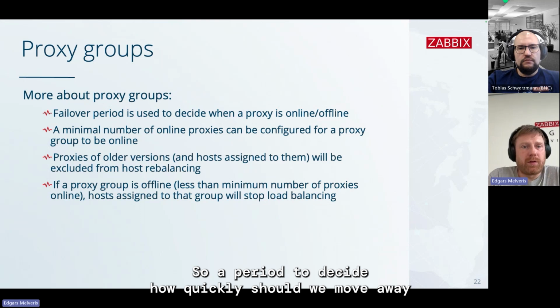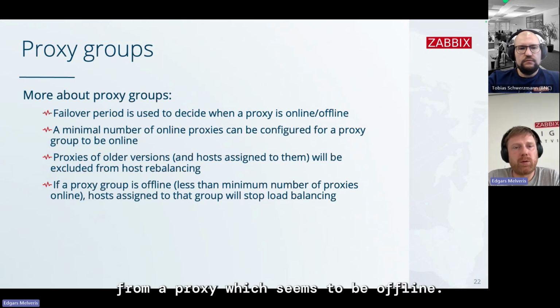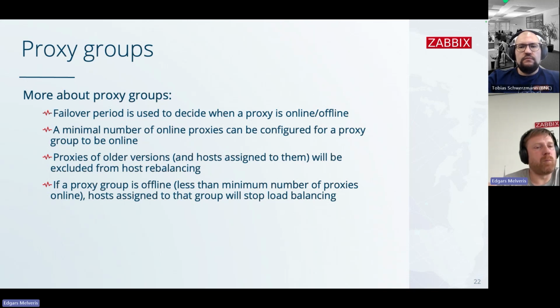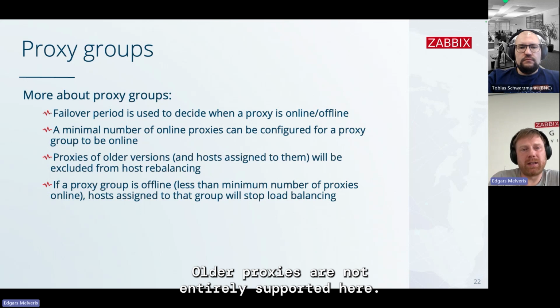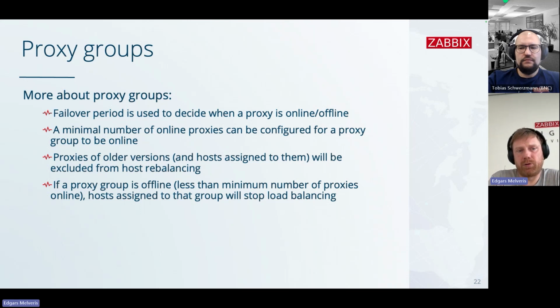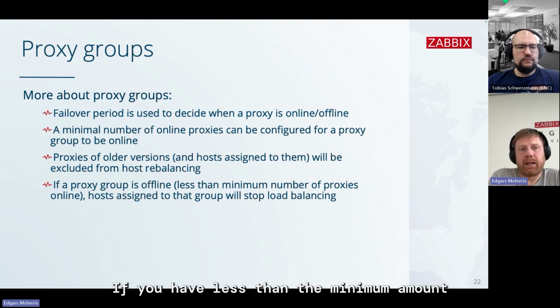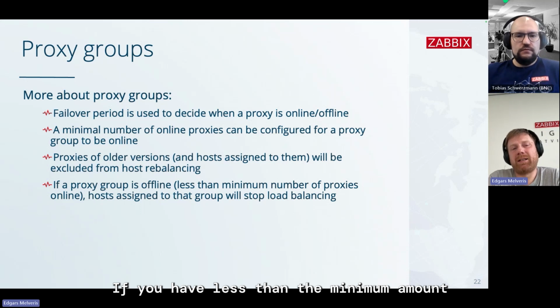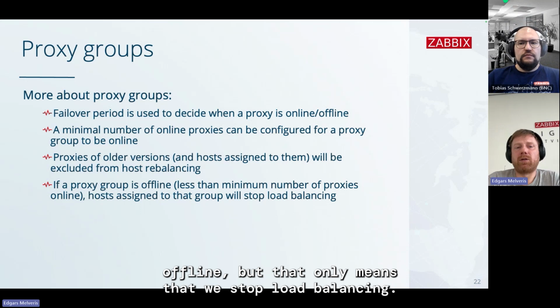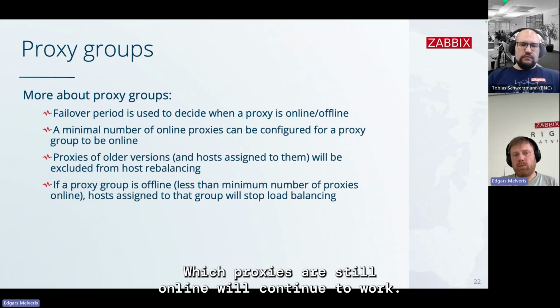Okay, so failover period decides how quickly we should move away from a proxy which seems to be offline. So the minimum number I already explained. Older proxies are not entirely supported here. So while older proxies can deliver data to Zabbix, they should not be a part of proxy groups. And if you have fewer than the minimum amount of proxies, then the proxy group is considered offline, but that only means that we stop load balancing. So the proxies which are still online will continue to work.